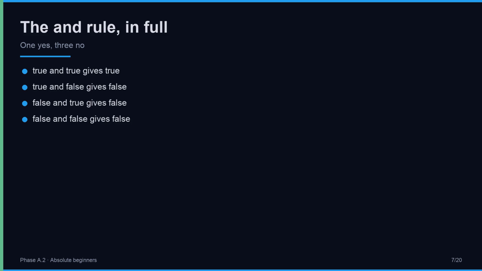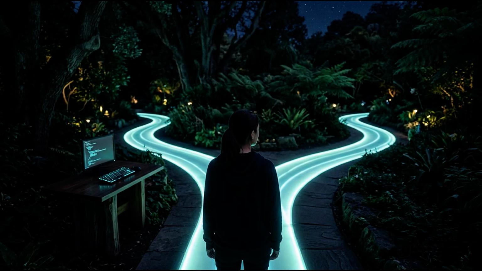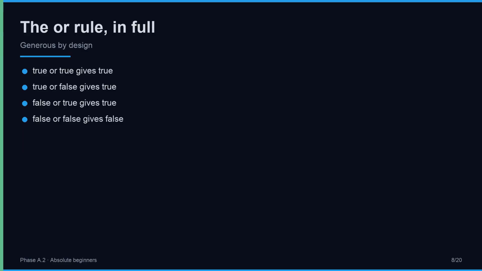One yes, three no. Think of a fork in the road where you can only pass if two guards both agree. That is what and feels like. Two conditions, both must say yes. When either guard shakes their head, the gate stays shut. Most of programming logic is just this kind of gate, repeated clearly. Two guards, one gate.